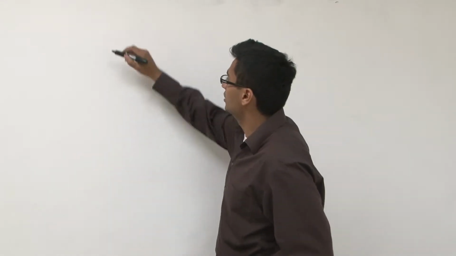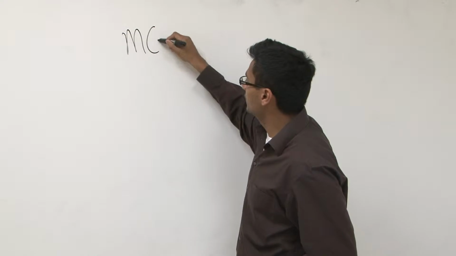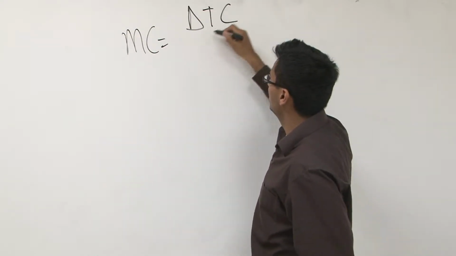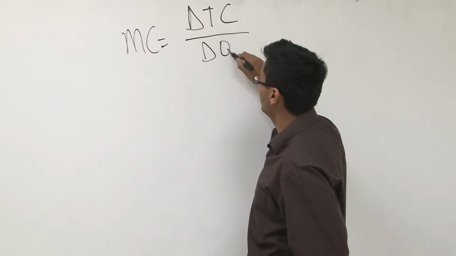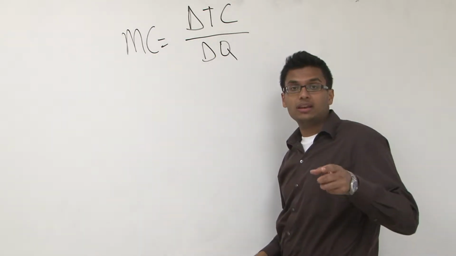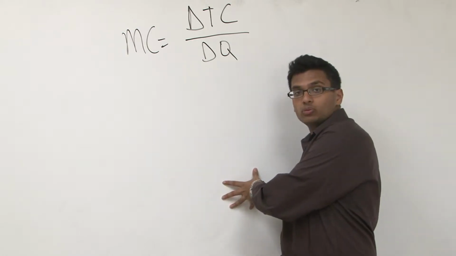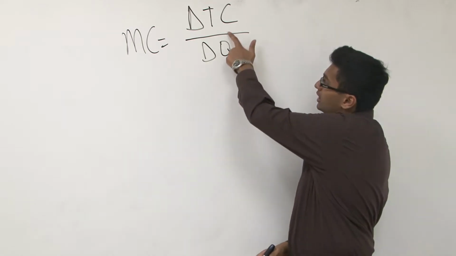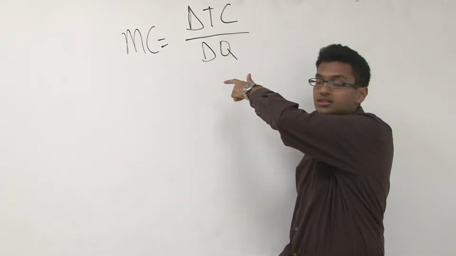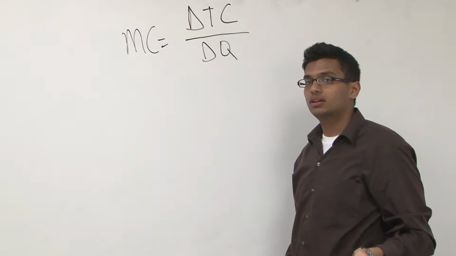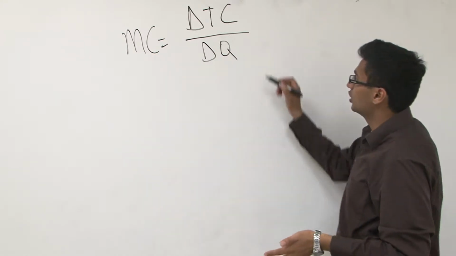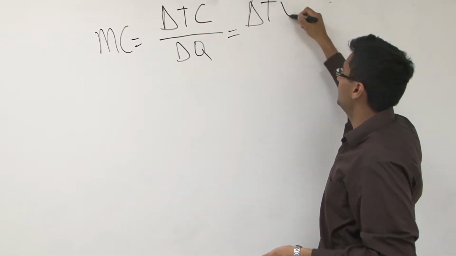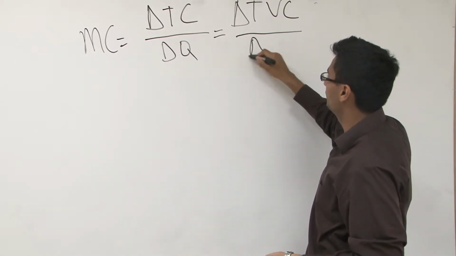So that being said, the original formula we said was MC is equal to delta TC over delta Q, right? Now remember, in a firm, we talked about the fact that fixed costs don't really change. So when we say delta TC, or the change in total costs, the only thing that really changes is what? Total variable costs, right? So that's the reason why MC can also be written as delta TVC over delta Q.